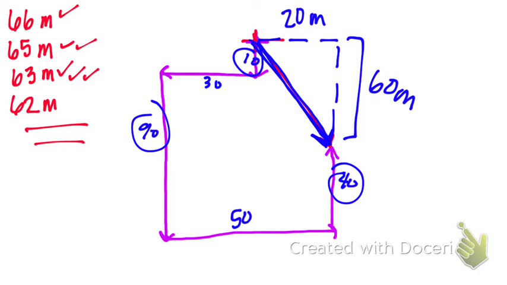Pythagorean theorem. We're going to get really good at Pythagorean theorem and trig functions. Okay, so Pythagorean theorem is a squared plus b squared equals c squared. So I'm going to go square root of 60 squared plus 20 squared. And I get 63.24 meters. Right? So those of you that said 63, that means you're pretty darn close. Okay, 63.24 meters. But this is still only the magnitude of that vector. It's not magnitude and direction yet.